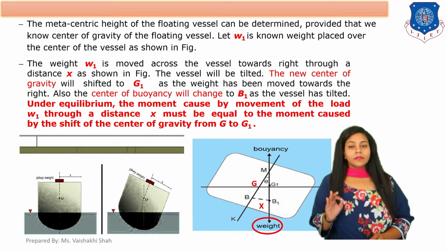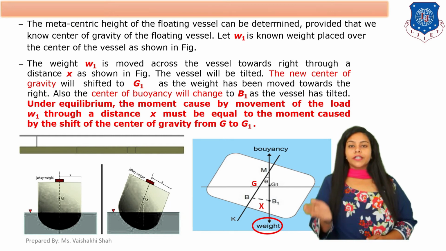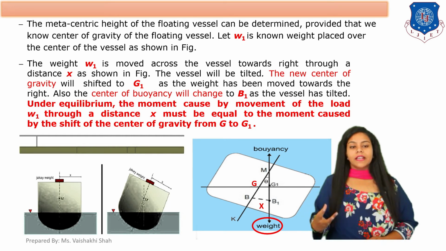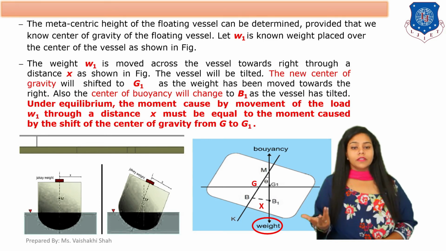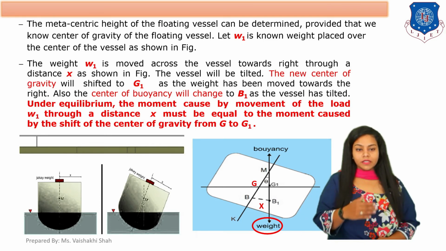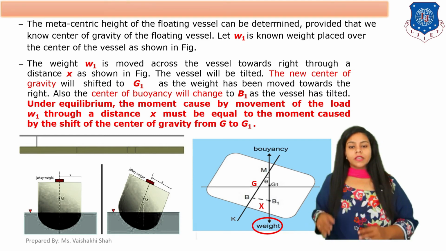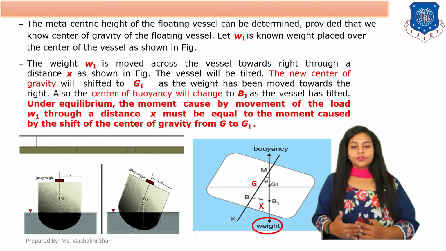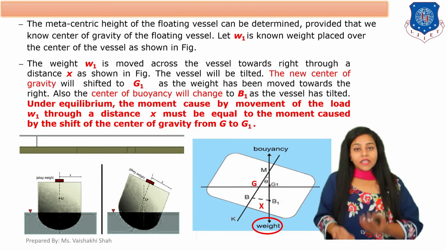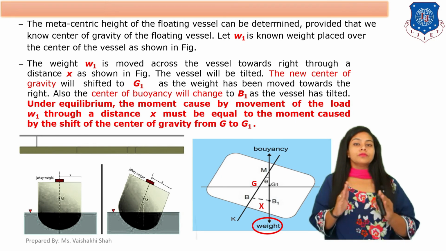Now the vessel will be tilted. So the new center of gravity will be shifted to G1. As the weight has been moved towards the right, the center of buoyancy will also change to B1 as the vessel has tilted. Now under equilibrium, the moment caused by the load W1 through a distance x must be equal to the moment caused by the shifting of the center of gravity from G to G1.